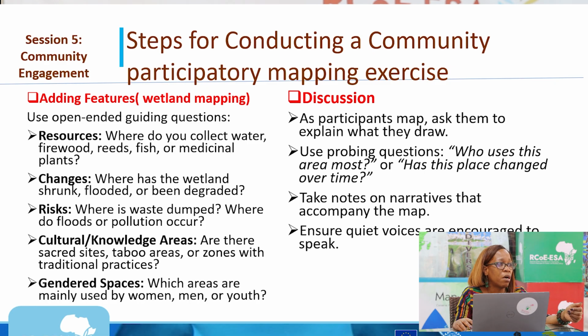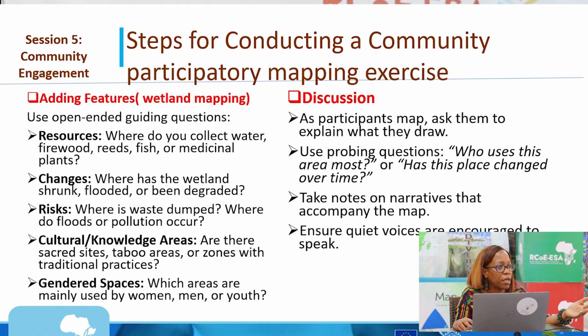You can use some open-ended guiding questions. For example, where do you collect water? They will show you on the map, this is where we collect water, this is where the reeds are, the fish or medicinal plants. You can also ask, where has the wetland shrunk or flooded or degraded? Where is the waste dumped? Where do floods or pollution occur? Where does poaching occur?